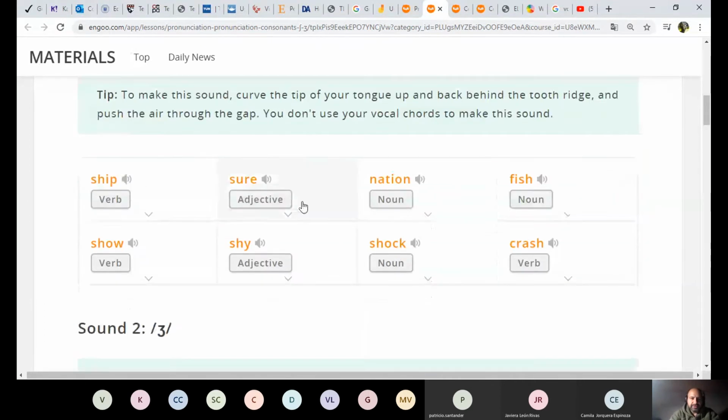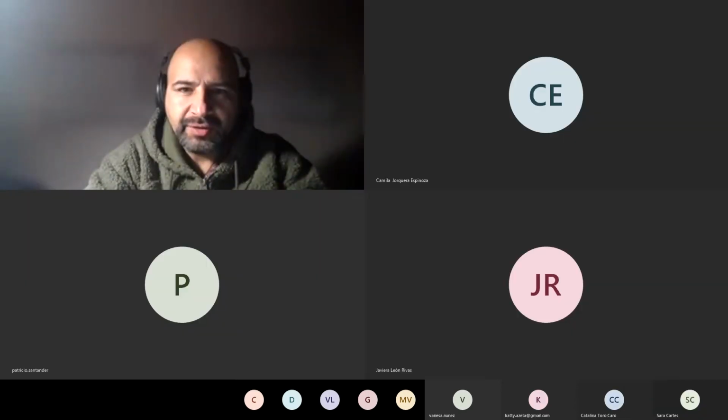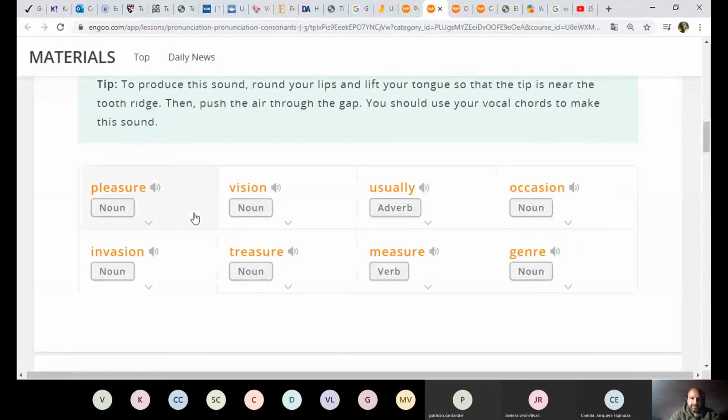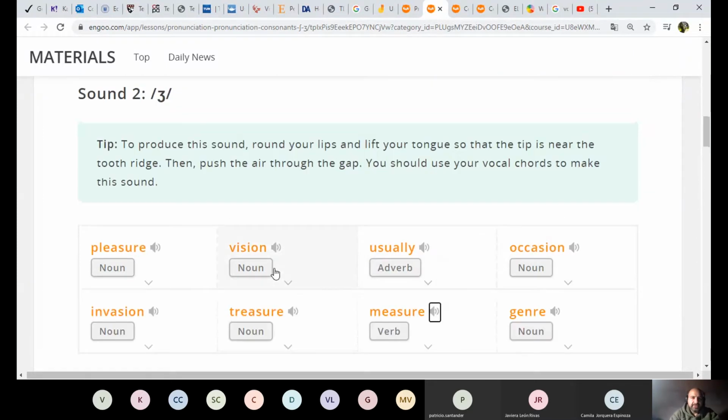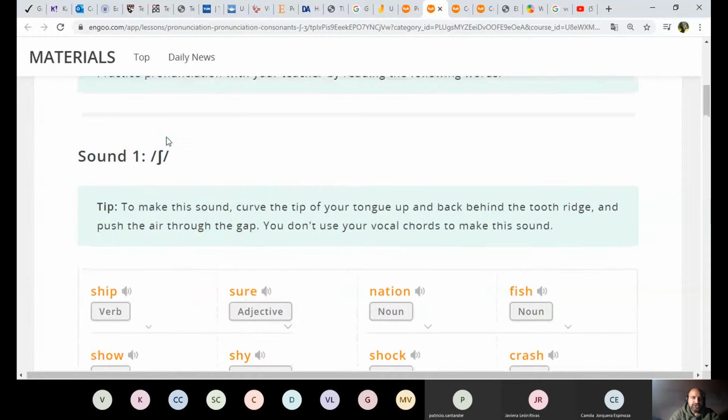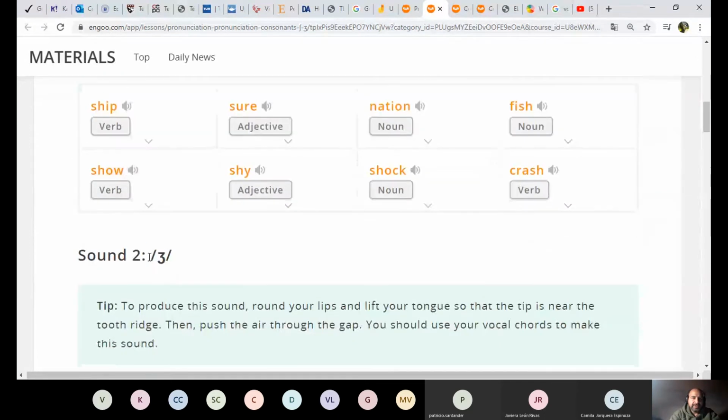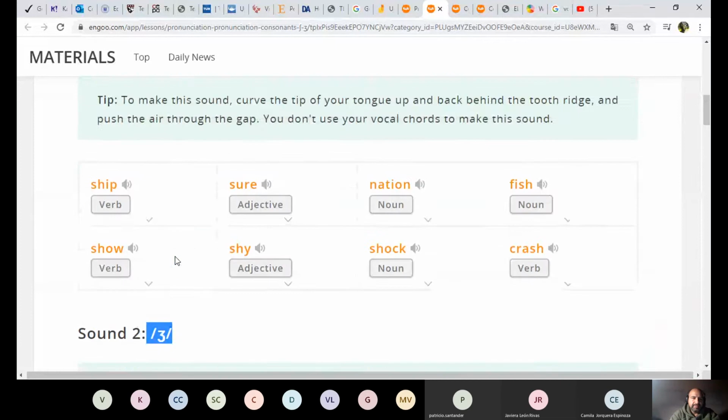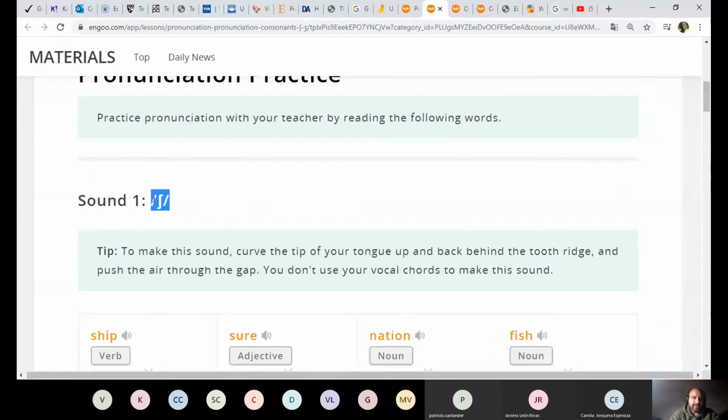You can listen to, let me start over with the sharing, just to include the sound this time. So you can hear. Invasion. Treasure. Measure. So in general, I think Spanish speakers tend to produce the sound j as sh. We tend not to produce the voiced sound j, but to produce the voiceless sh.